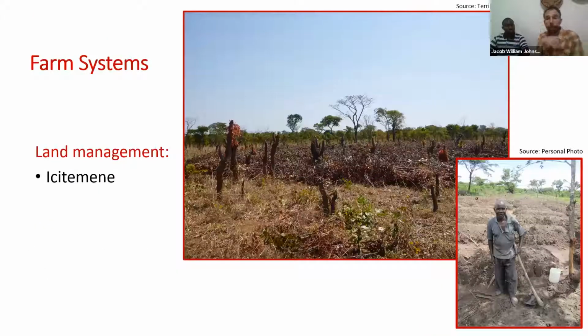Further, agricultural lands are managed by a process known in Bemba as ichitamane. It's a local form of slash and burn where trees are piled up in the fields, and they're burned to release the nutrients for crop production. Nutrient availability is highest in the first year, but then it steadily declines over the next 2 or 3 years. Once soils and nutrients are depleted, the field is fallowed, and the farmer moves on to begin the cycle again.